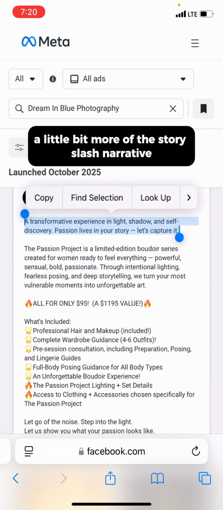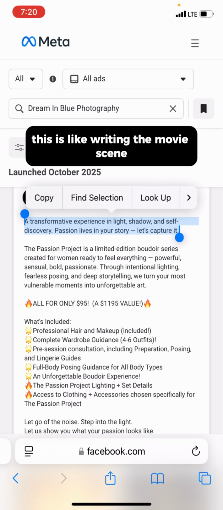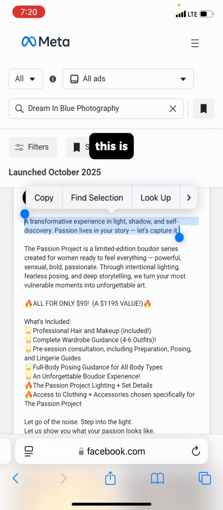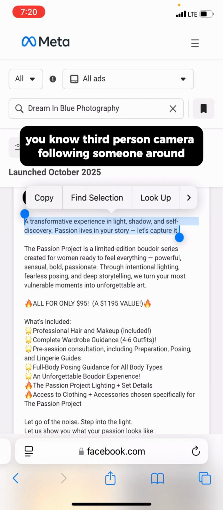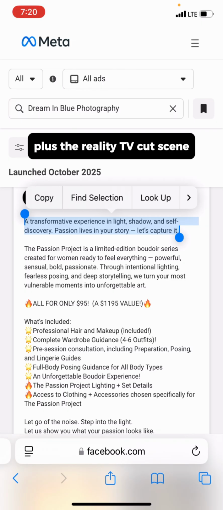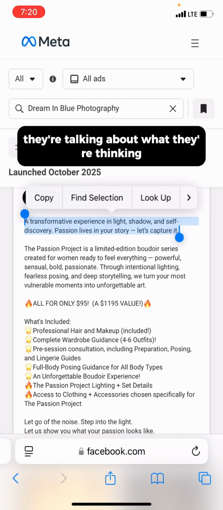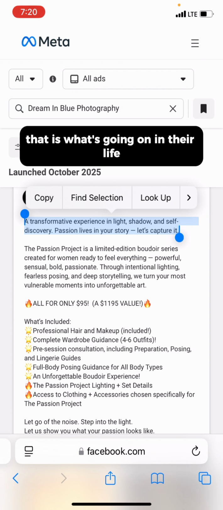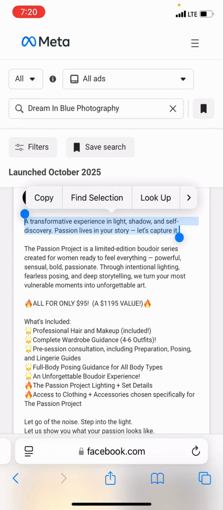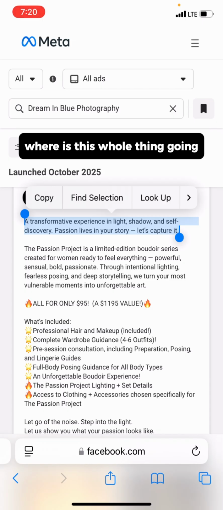Now a little bit more of the story/narrative. This is like writing the movie scene. This is the write the movie script. Like we got a third person camera following someone around, plus the reality TV cutscene where it's face onto the camera. They're talking about what they're thinking, what they're feeling, what happened in the last clip that we all just saw. That is what's going on in their life. What are they thinking? What are they feeling? Where is this whole thing going?